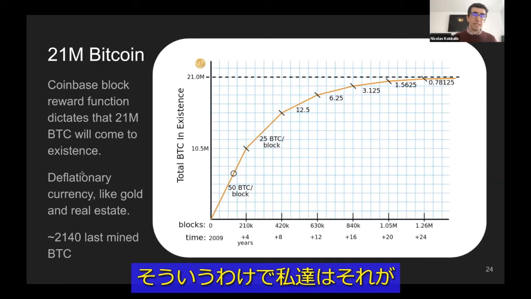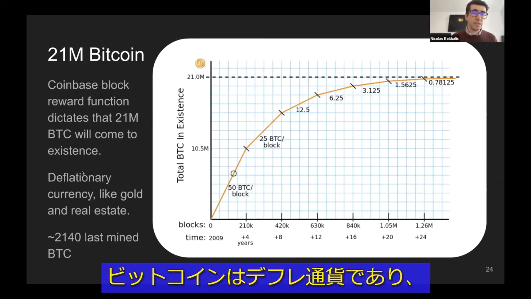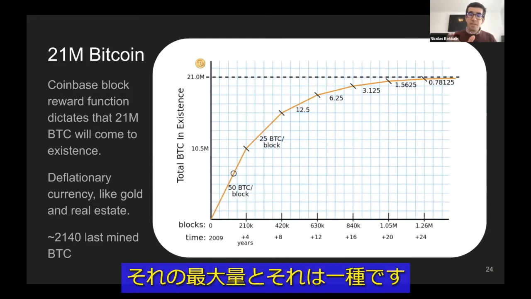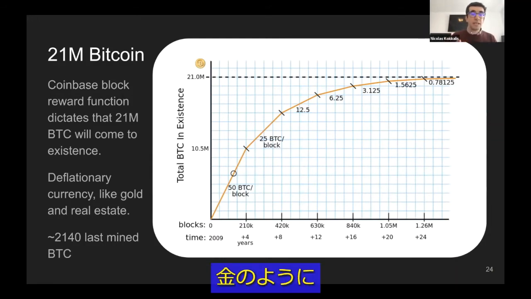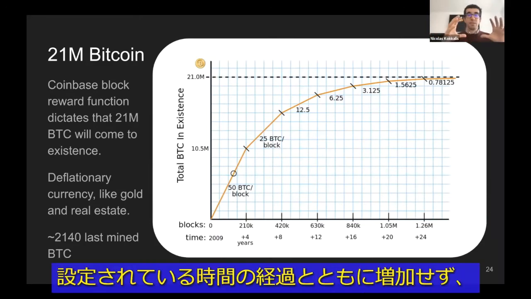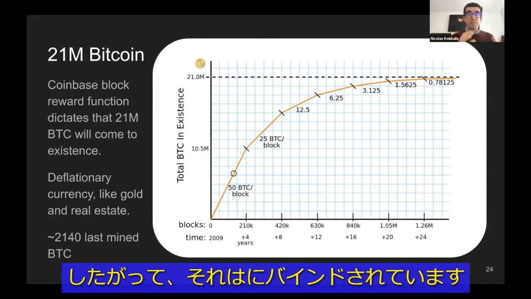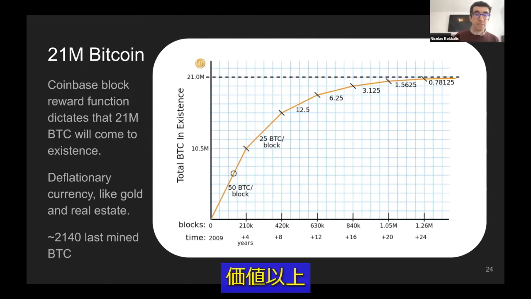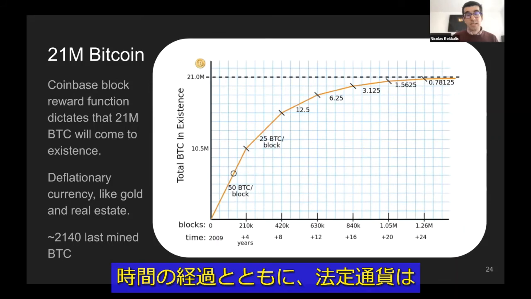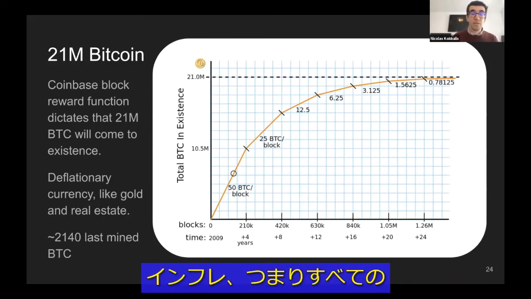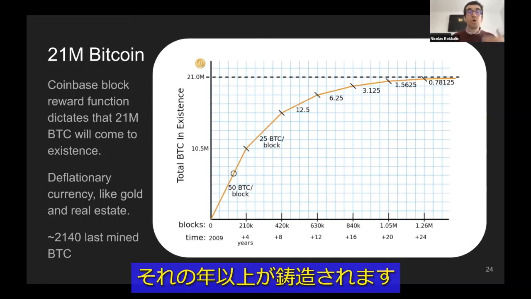That's why we say that Bitcoin is a deflationary currency, which means that there is a maximum amount of it, and it's kind of like gold or real estate. The area of the earth is set; it doesn't increase over time, and therefore it is bound to be deflating, meaning that it increases in value over time. Whereas fiat currencies, most of them, or not all of them, are inflationary, which means that every year more of it gets minted.